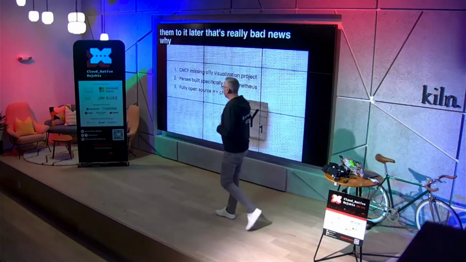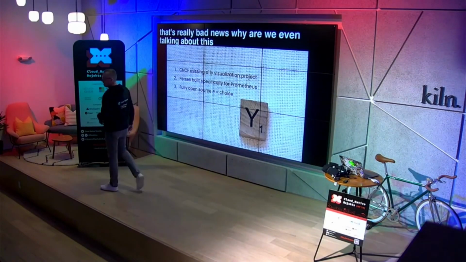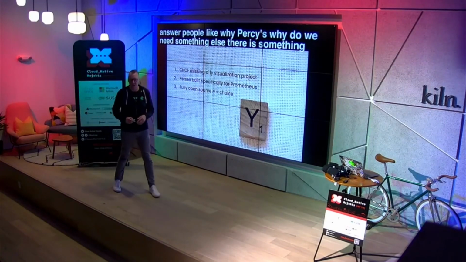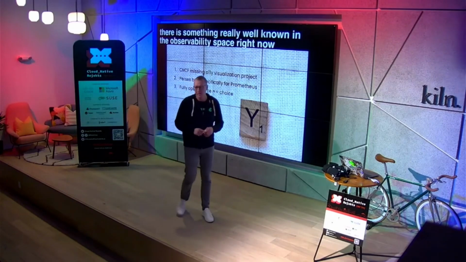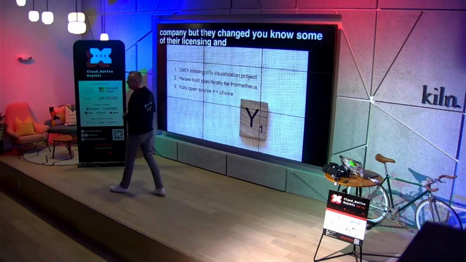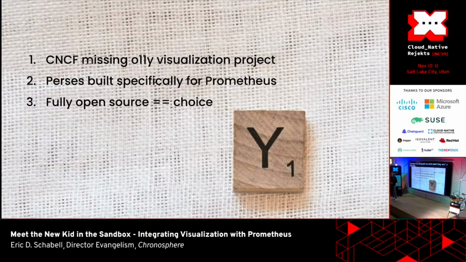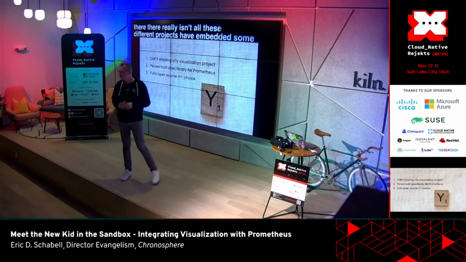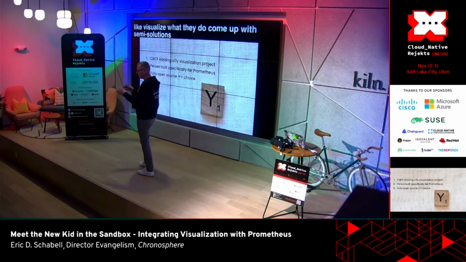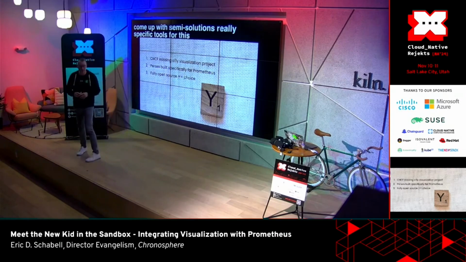Why are we even talking about this? That's the first question I'd like to answer. People are like, why Perses? Why do we need something else? There is something really well known in the observability space right now. Big company, but they changed some of their licensing, and the open source community stepped up and said, hey, we're missing something in the CNCF landscape, right? There's no observability, visualization, or dashboarding project in there. There really isn't. All these different projects have embedded some stuff in there to visualize what they do, come up with semi-solutions, really specific tools for this. So this was a big thing that they didn't have.